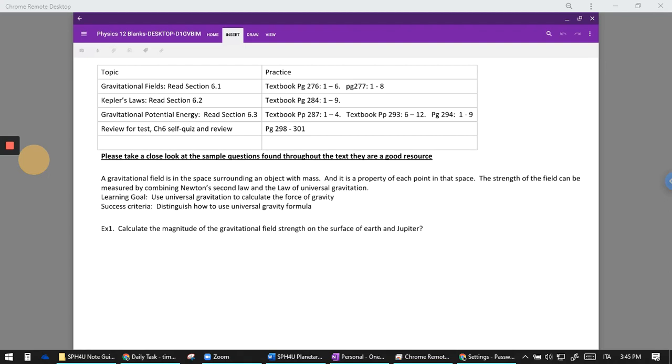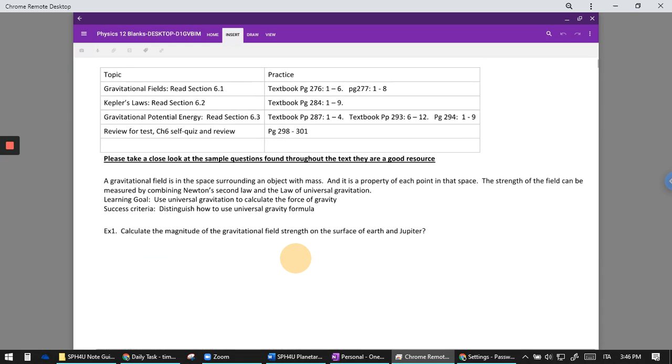Gravitational fields. This is for Physics 12. We're starting out the new unit here. Going to be talking about the note guide here. So essentially what I've got is I sent you guys this note guide, and the unit consists of more or less 3 sections, okay?